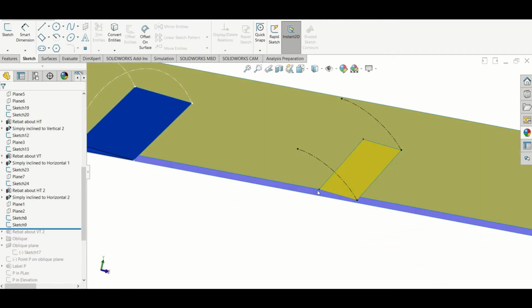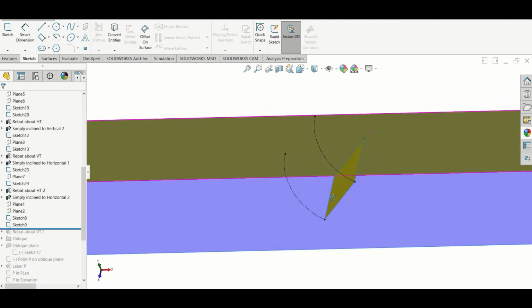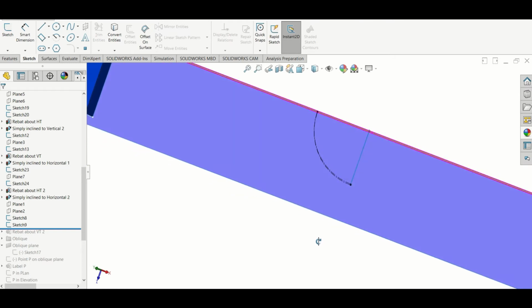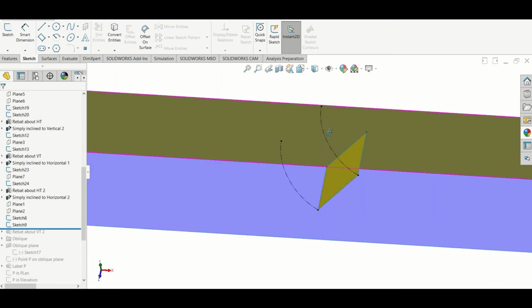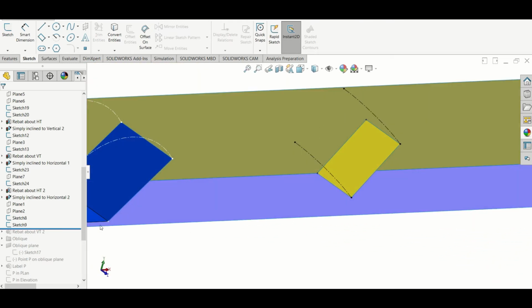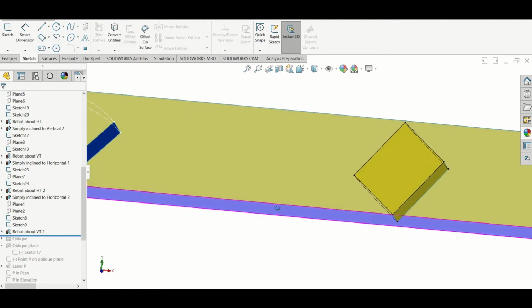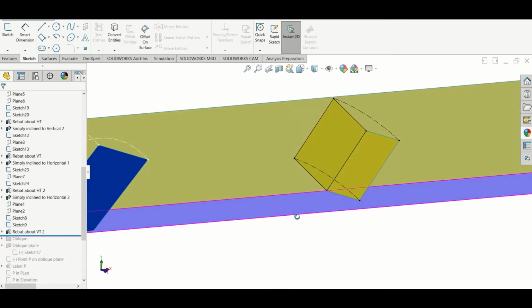So there's the vertical trace. If that's the hinging line, I should be able to see the hinging line as a point, and then I should be able to take my compass and swing everything, and it results in a true shape as seen in elevation. So that's a rebatment about the vertical trace.